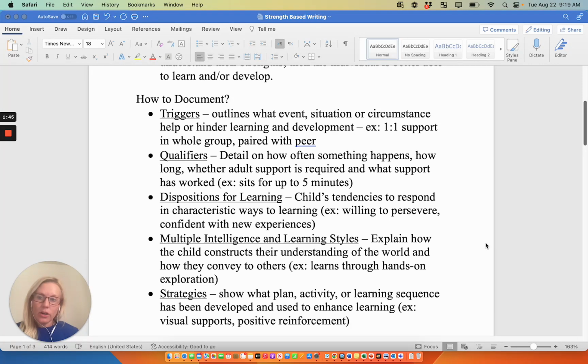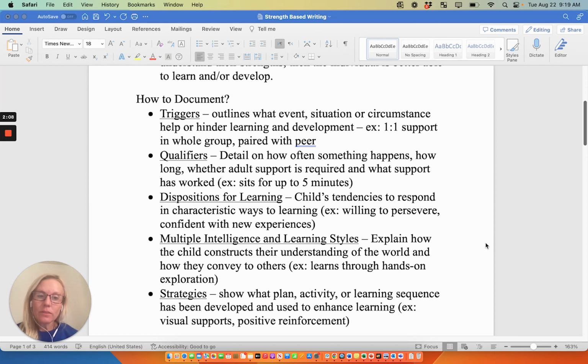Looking at qualifiers, detail how often something happens, or how much support is needed, or how long. So instead of saying they can't sit during the session or they can't sit in circle time, say they can sit for up to 30 seconds, whatever that is. You're writing a qualifier, so it gives you that baseline of where we're starting from.